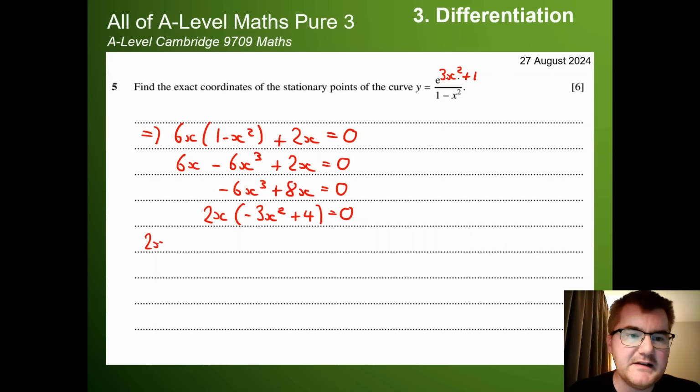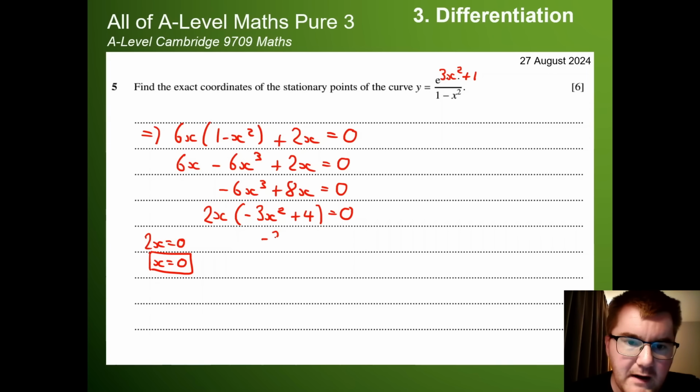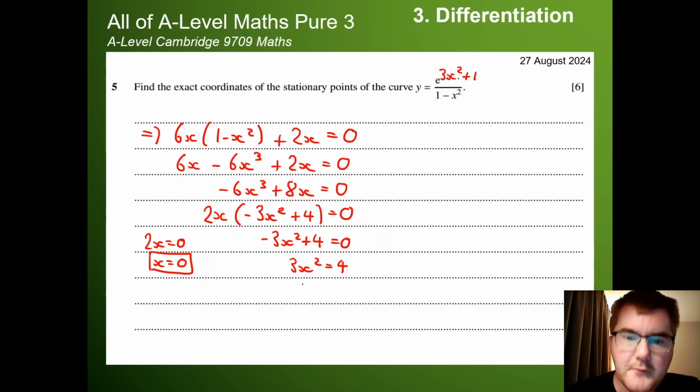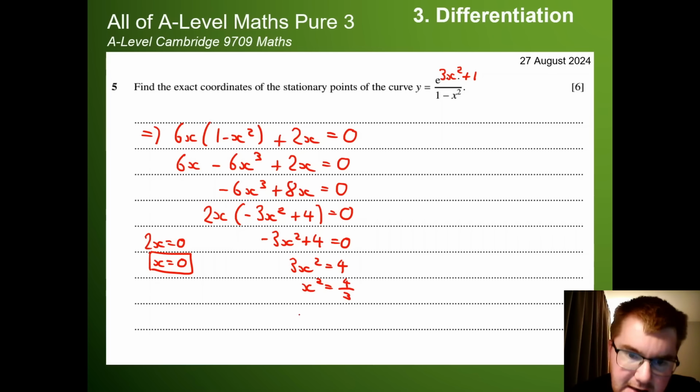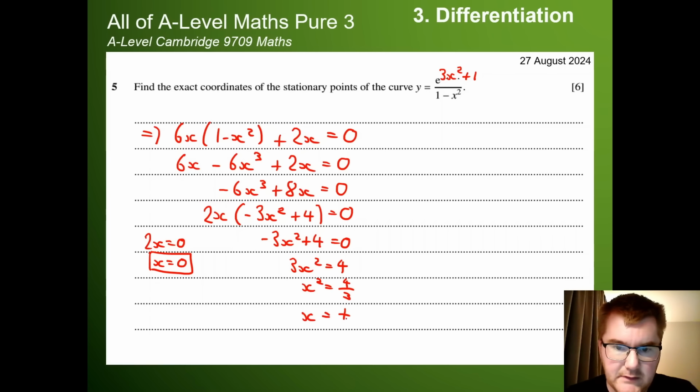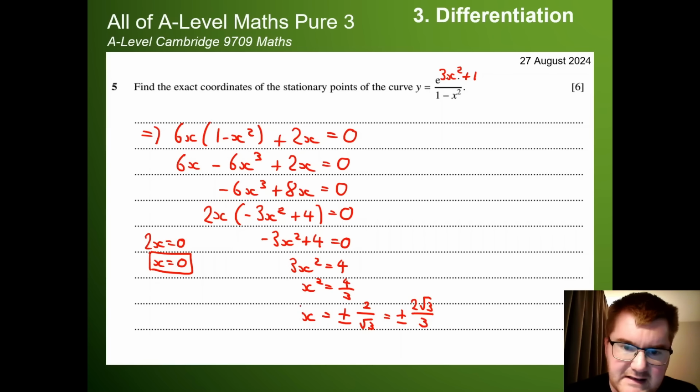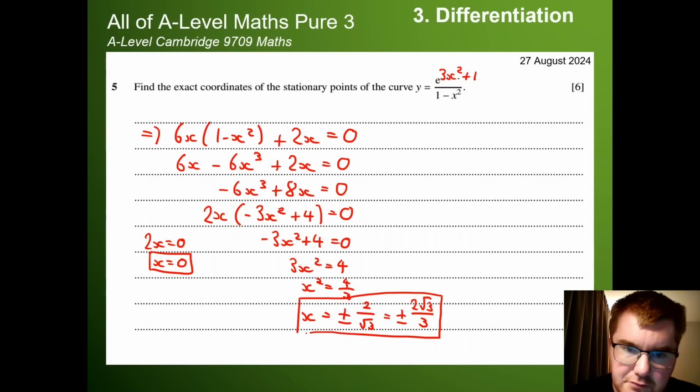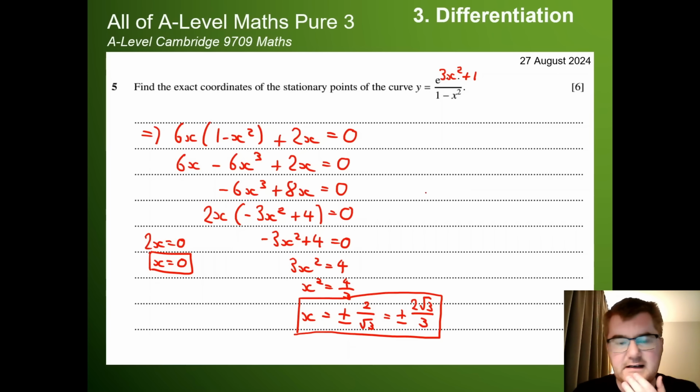That means then that 2x is 0, so x is 0, so that's one solution, so pop that over there. Or minus 3x squared plus 4 is 0. That means 3x squared is equal to 4. x squared is equal to 4 over 3. And of course, we square root, we get plus and minus. That's going to give us 2 over root 3, which we can rationalize here. Notice all these basic skills like iGCSE and Pure 1 really speeds up this kind of process. So we get plus minus 2 root 3 over 3. So that gives us our 3 solutions, our 3 stationary points here for this particular curve.